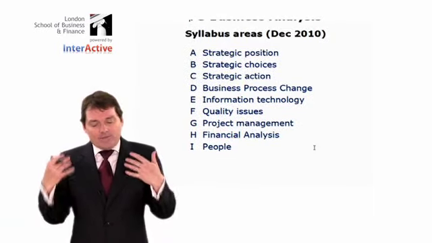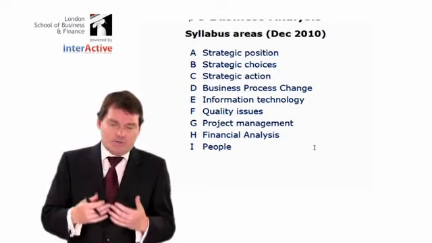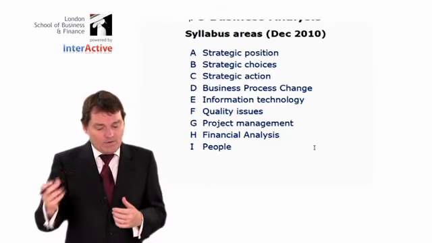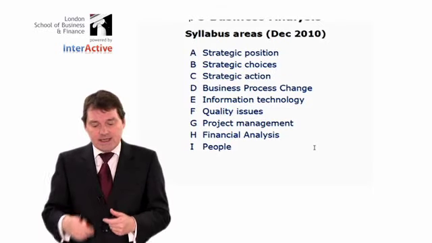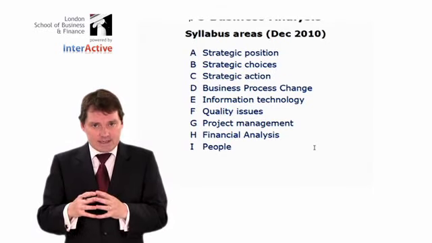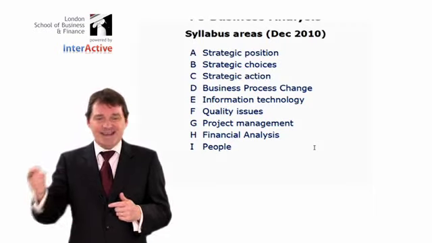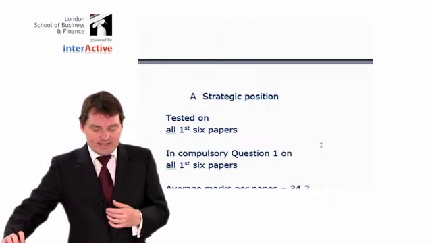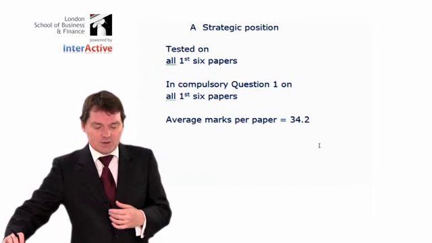There are a number of different syllabus areas, 9 of them under the P3 syllabus. Some of them, A, B and C, look at the big picture for an organisation. Some of them, D, E, F onwards, look at more detail. So let's begin. Let's start by having a look at Section A.